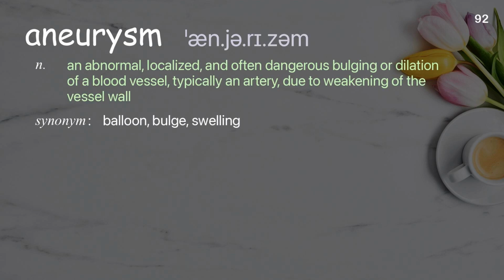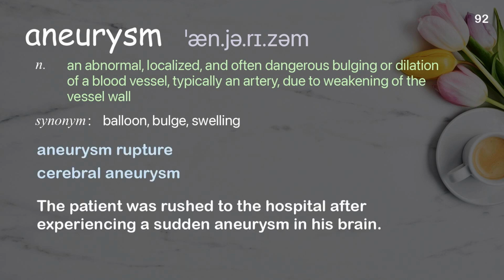Aneurysm: An abnormal, localized, and often dangerous bulging or dilation of a blood vessel, typically an artery, due to weakening of the vessel wall. Examples: Aneurysm rupture. Cerebral aneurysm. The patient was rushed to the hospital after experiencing a sudden aneurysm in his brain.